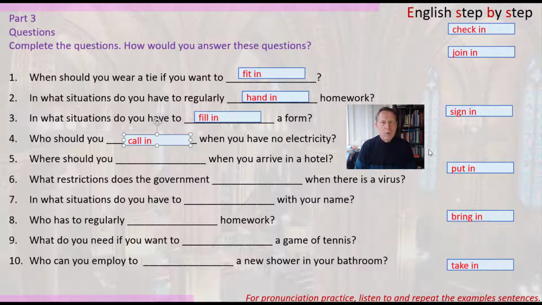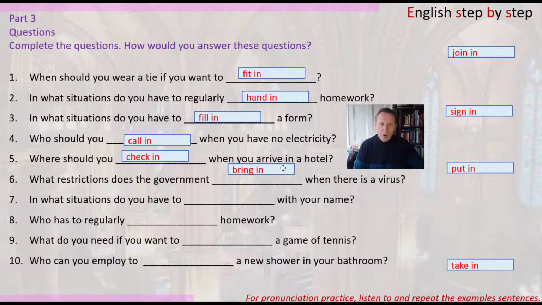Number 5, where should you use something when you arrive in a hotel? Well, here you check in. And remember, check-in is normally used for hotels and airports. Number 6, what restrictions does the government something when there is a virus? Well, we're talking about a law or a policy. So the phrasal verb is bring in. The government brings in restrictions.